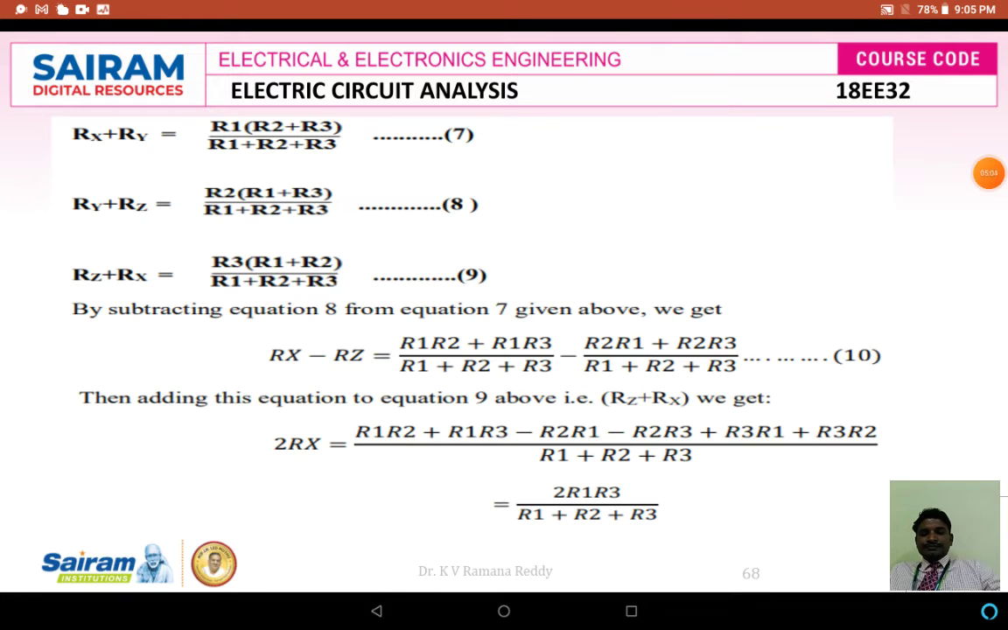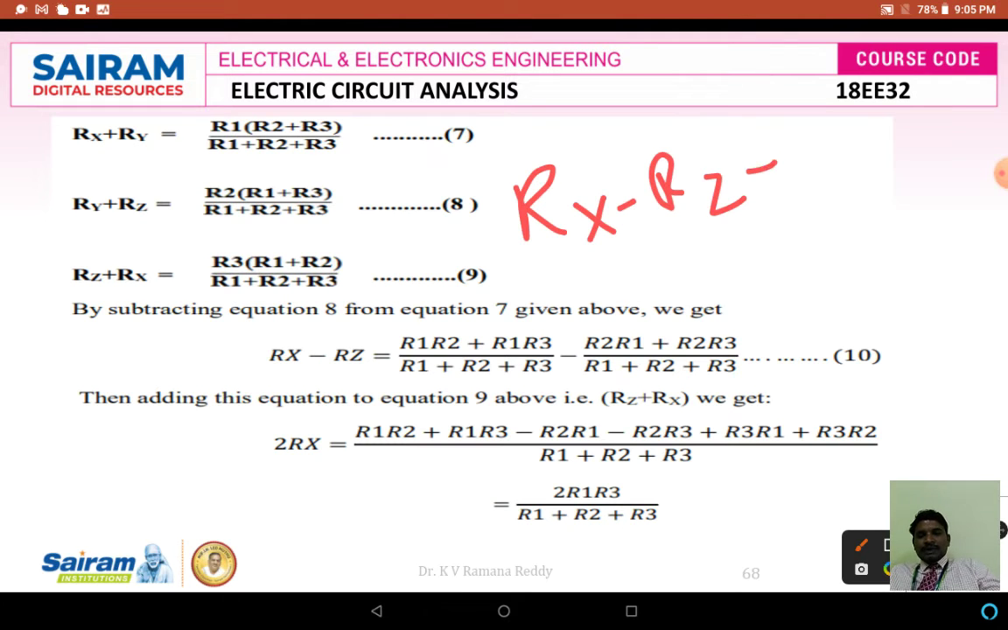Now here, adding this equation to equation number 9. So now adding equation number 9 with equation number 10, here Rx minus Rz on the left hand side, Rx minus Rz plus Rz plus Rx.